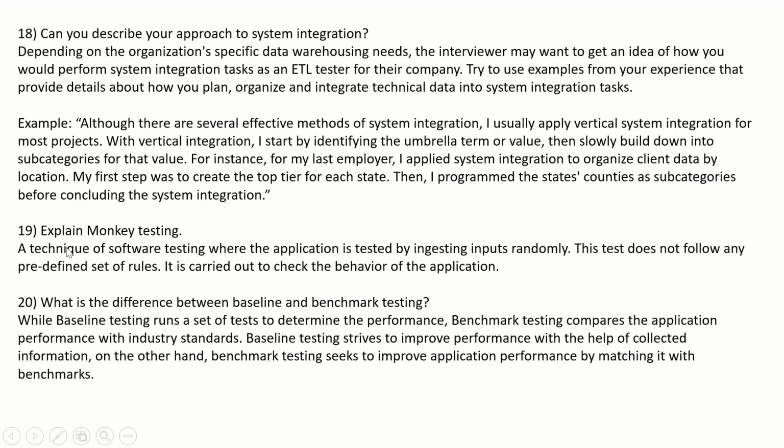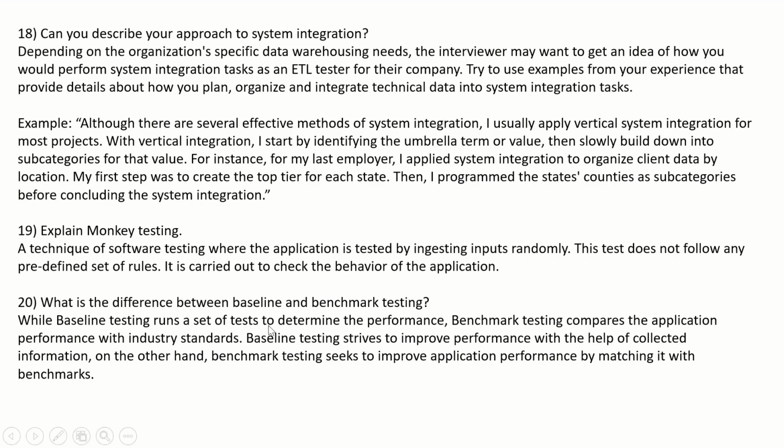So the 19th question is, explain monkey testing. So this is one kind of testing here. You must know this. It is a technique of software testing where the application is tested by ingesting inputs randomly. This test does not follow any predefined set of rules. It is carried out to check the behavior of the application.